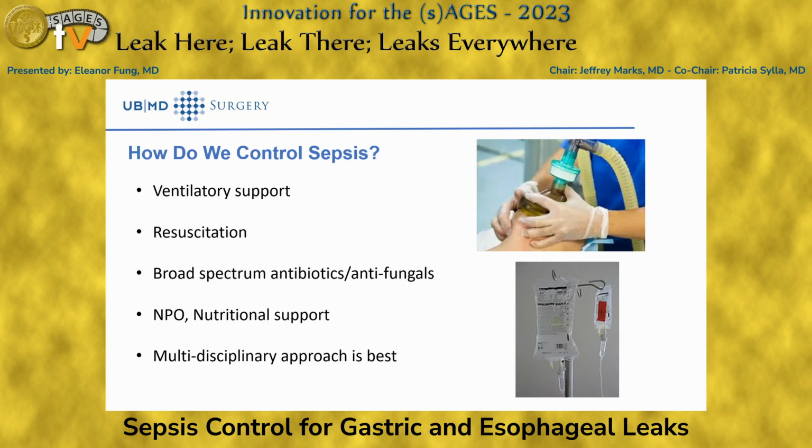So in terms of how we control sepsis, I think these are all things that we all know, but in the upper GI tract we have to be a little bit more cognizant of having ventilatory support and making sure you maintain their airway, making sure you start them on antibiotics.